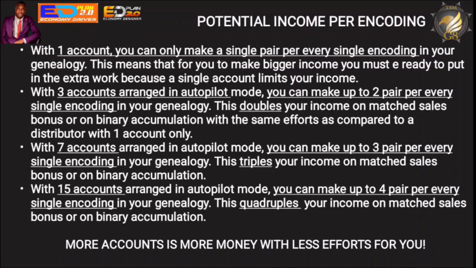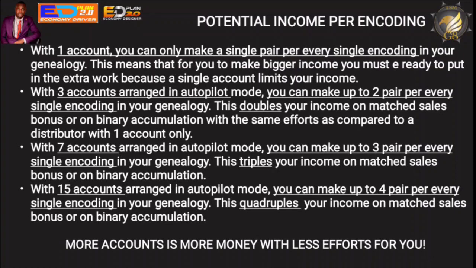With 15 accounts arranged in autopilot mode, you can make up to 4 pairs per single encoding. Remember here you're just doing the same effort. But because you have 1 account or 3 accounts or 7 accounts or 15 accounts, you will not make the same money. You will make different amounts of money.